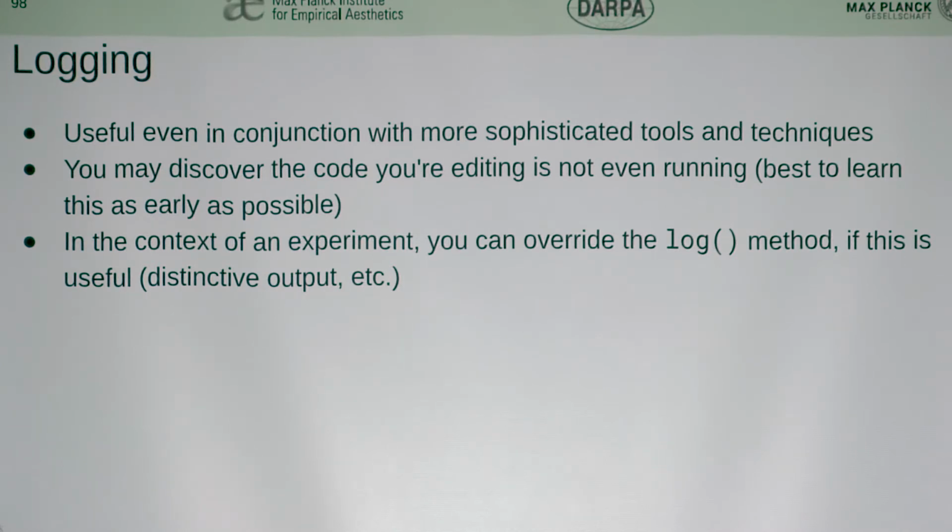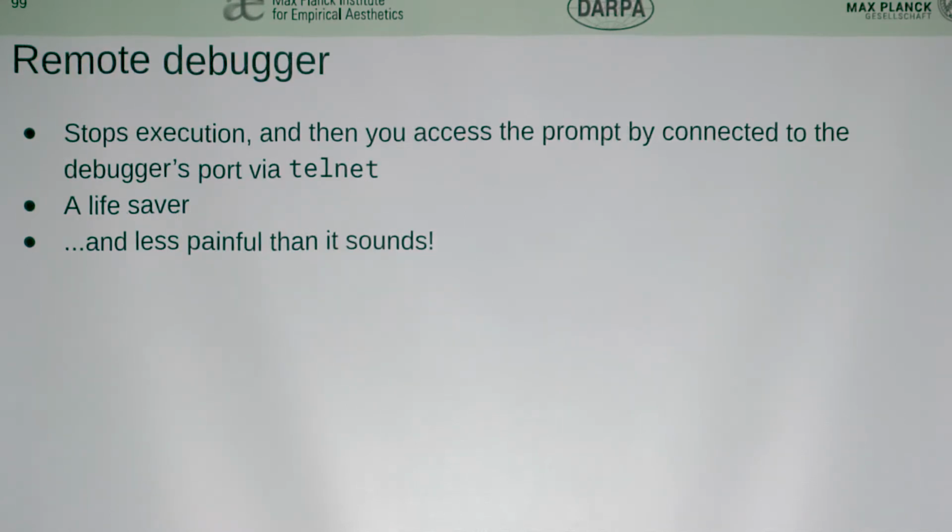Yeah, I would recommend doing quite a lot of logging just as a matter of habit, partly just to verify that the code you think is running is actually running, or if maybe you're not even getting as far as you thought you were. The experiment base class has a log method that you can override if you want, or just call self.log and have it be very distinctive in some way, so it's easy to see your stuff in the verbose output.